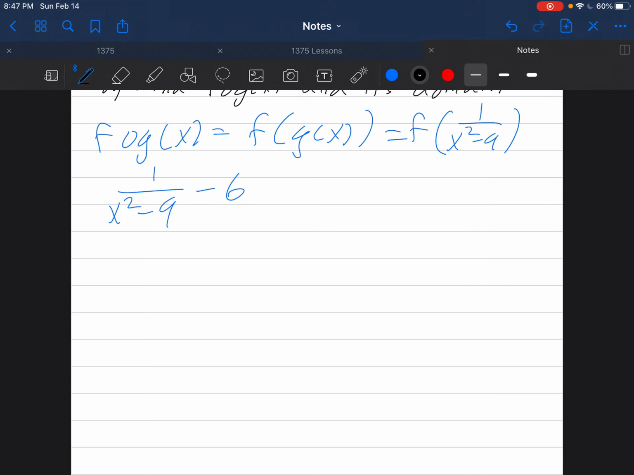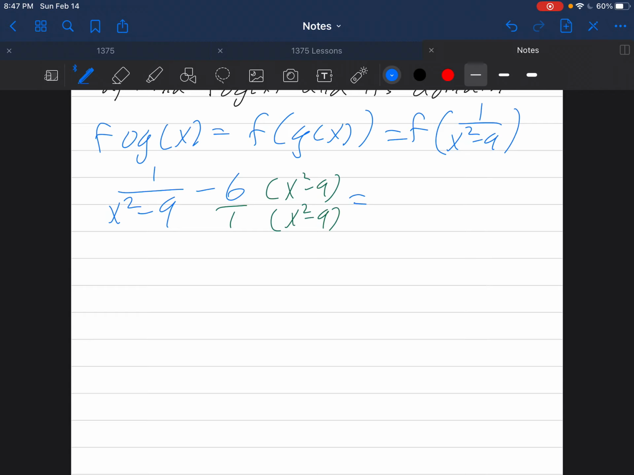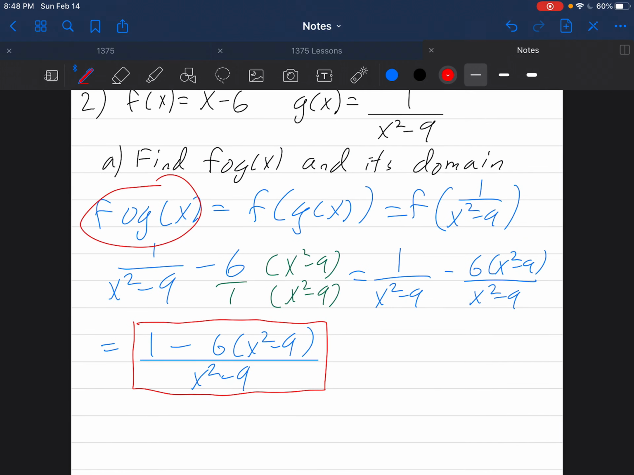Which means we are going to need a common denominator. All right, x squared minus 9 is going to be the least common denominator, and that's going to get multiplied on top and bottom. So we're going to get 1 over x squared minus 9 minus 6 times x squared minus 9 over x squared minus 9. For a final value of 1 minus 6 times x squared minus 9 divided by x squared minus 9. Do we have to distribute this and combine like terms? Don't bother. Let's leave it like that. Nothing's going to cancel out, so we're all good. So, this is what f circle g looks like.